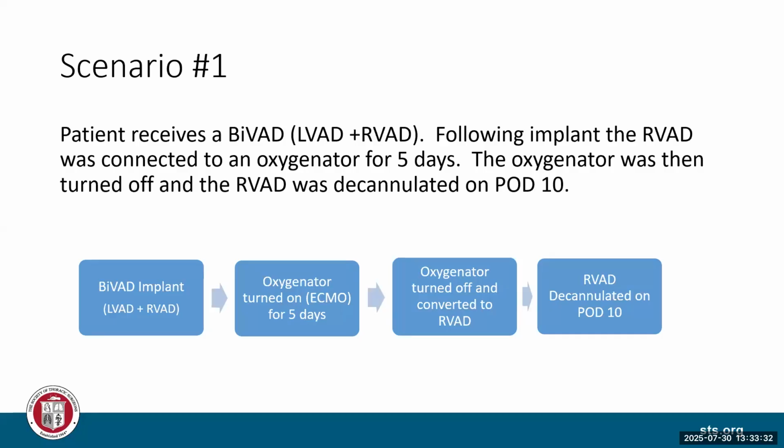So what do we do? We don't need to do anything because it was already functioning as an RVAD. The oxygenator was then turned off and the RVAD was decannulated. So you would complete the explant form and select device type RVAD to explant the RVAD, and then your HeartMate 3 will be left in.